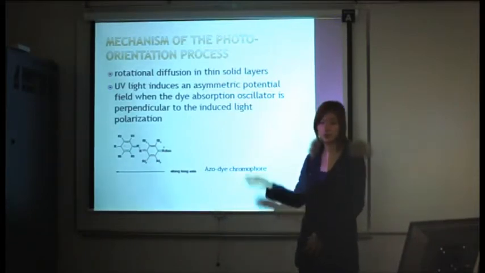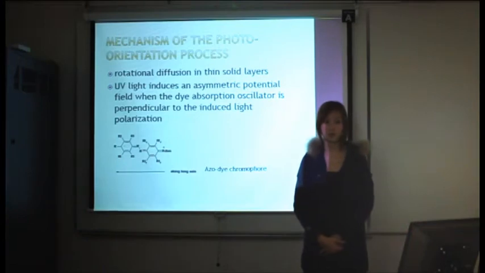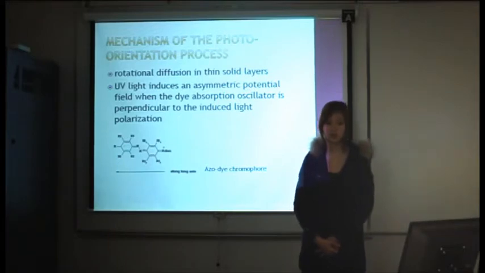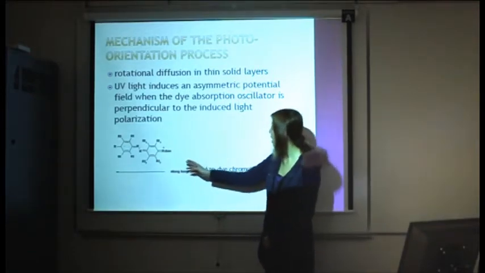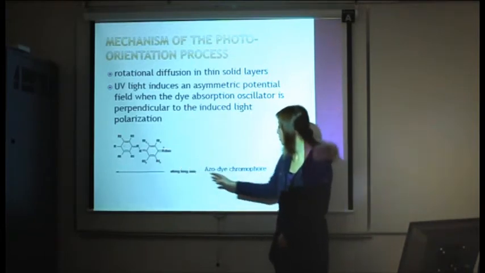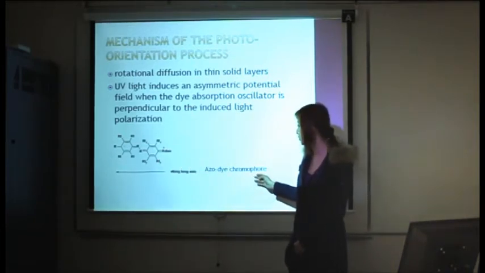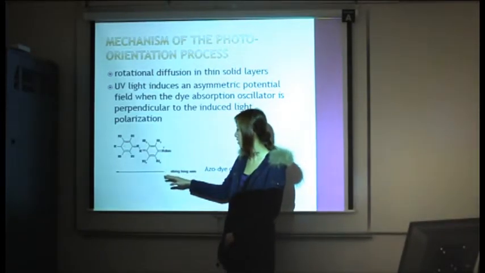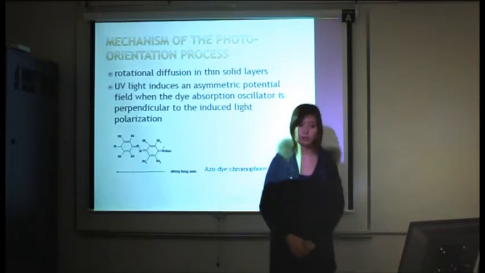Next, I would like to show you the mechanism of the photo orientation process. Gravitational diffusion will occur in thin solid layers. UV light induces an asymmetric potential field when the dye absorption oscillator is perpendicular to the induced light polarization. Here, this is the absorption oscillator, and we call it the azo dye chromophore. And this arrow shows the long axis along the azo dyes.